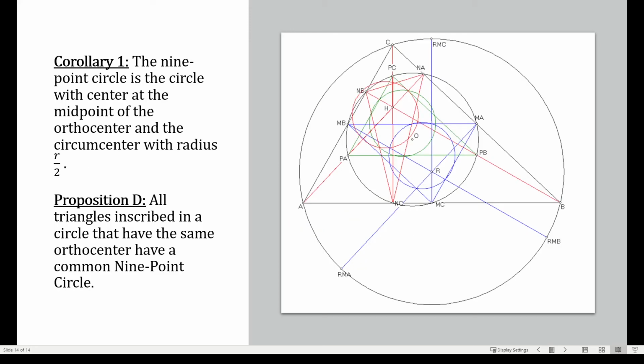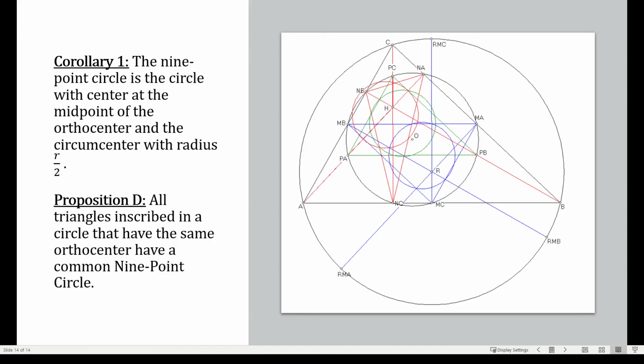For the last proposition, we will need a corollary. The 9-point circle is the circle with the center at the midpoint of the orthocenter and the circumcenter with radius r/2. Proposition D states, all triangles inscribed in a circle that have the same orthocenter have a common 9-point circle. As you can see in the image, if you take triangles that are inside of the circle, you can see that they all have a 9-point circle that is similar. In fact, since all of the circles are from triangles that have the same circumcircle, they're all the same size.